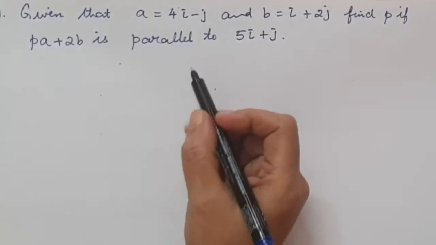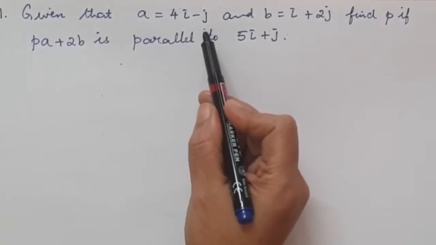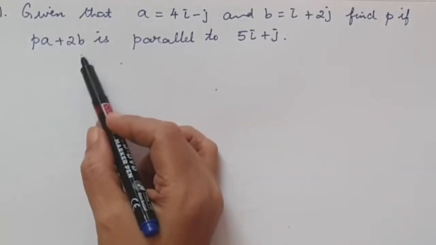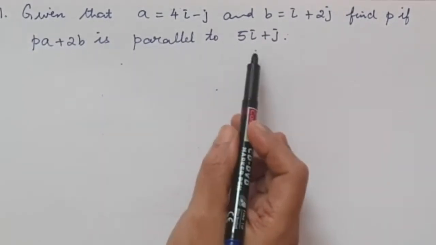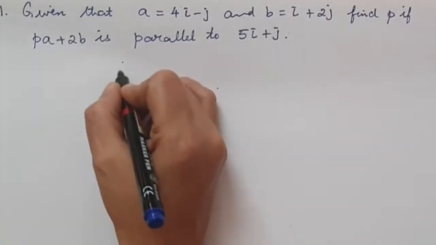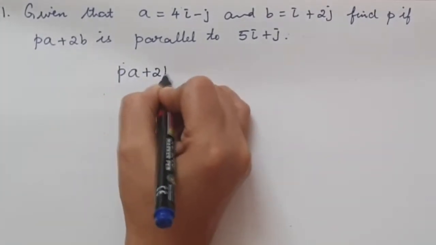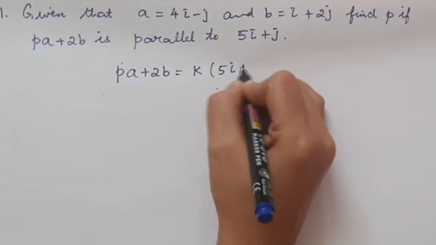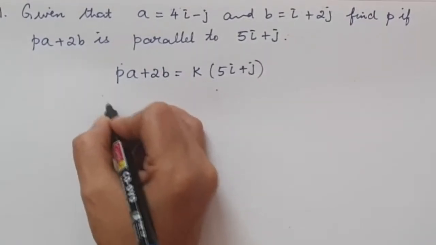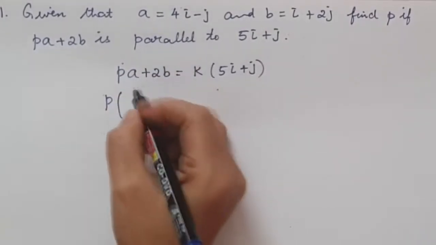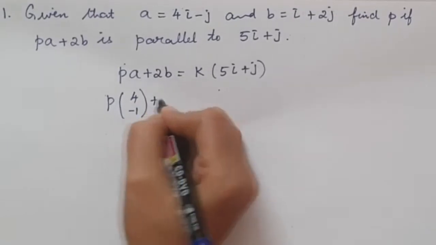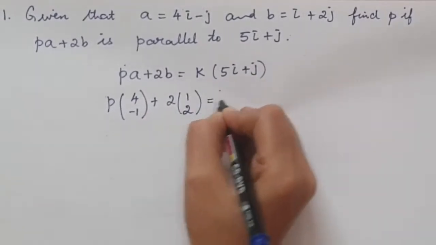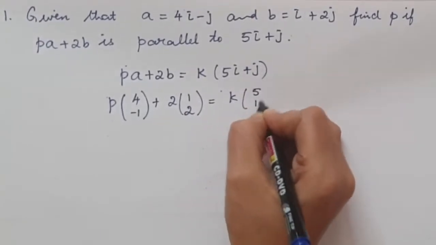The first question: given that A = 4i - j and B = i + 2j, find p if pA + 2B is parallel to 5i + j. It is given that pA + 2B is parallel, so it has to be a k multiple of 5i + j. Now we'll substitute our values in column format. So pA is p(4, -1) plus 2(1, 2) will be equal to k(5, 1).